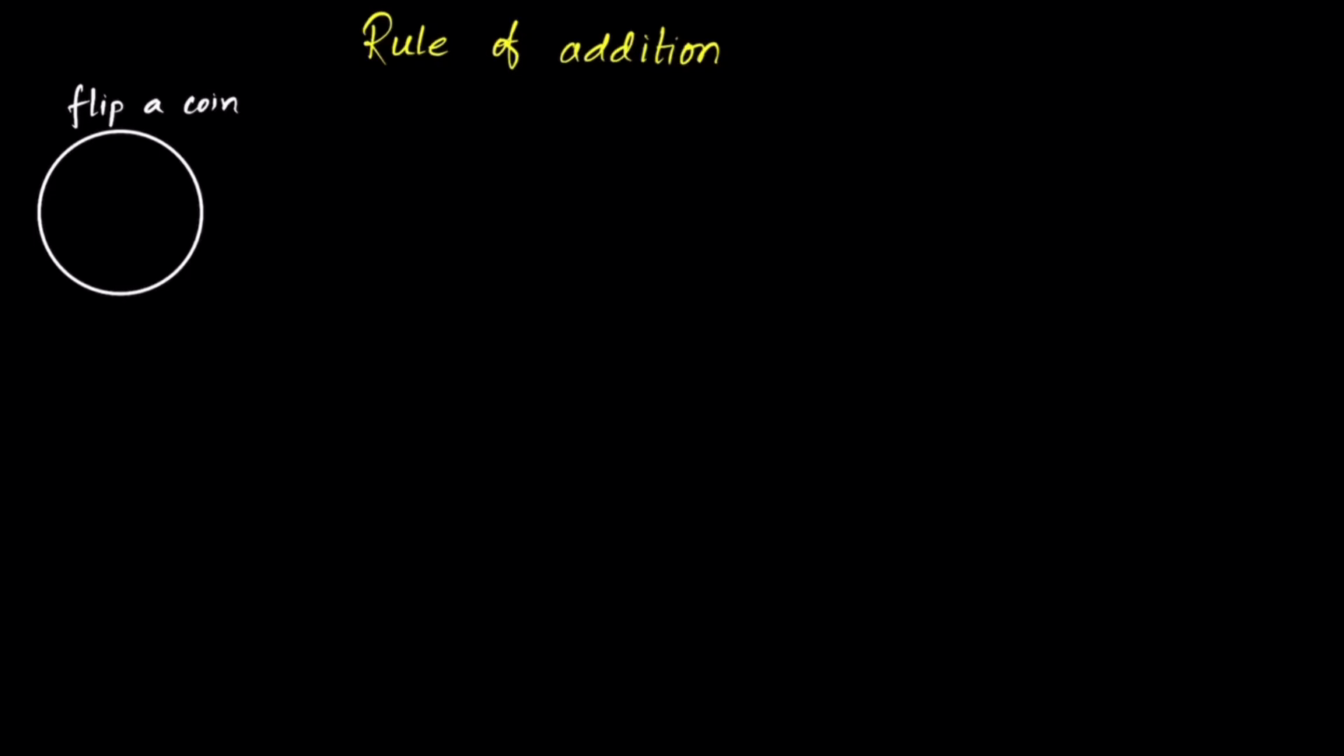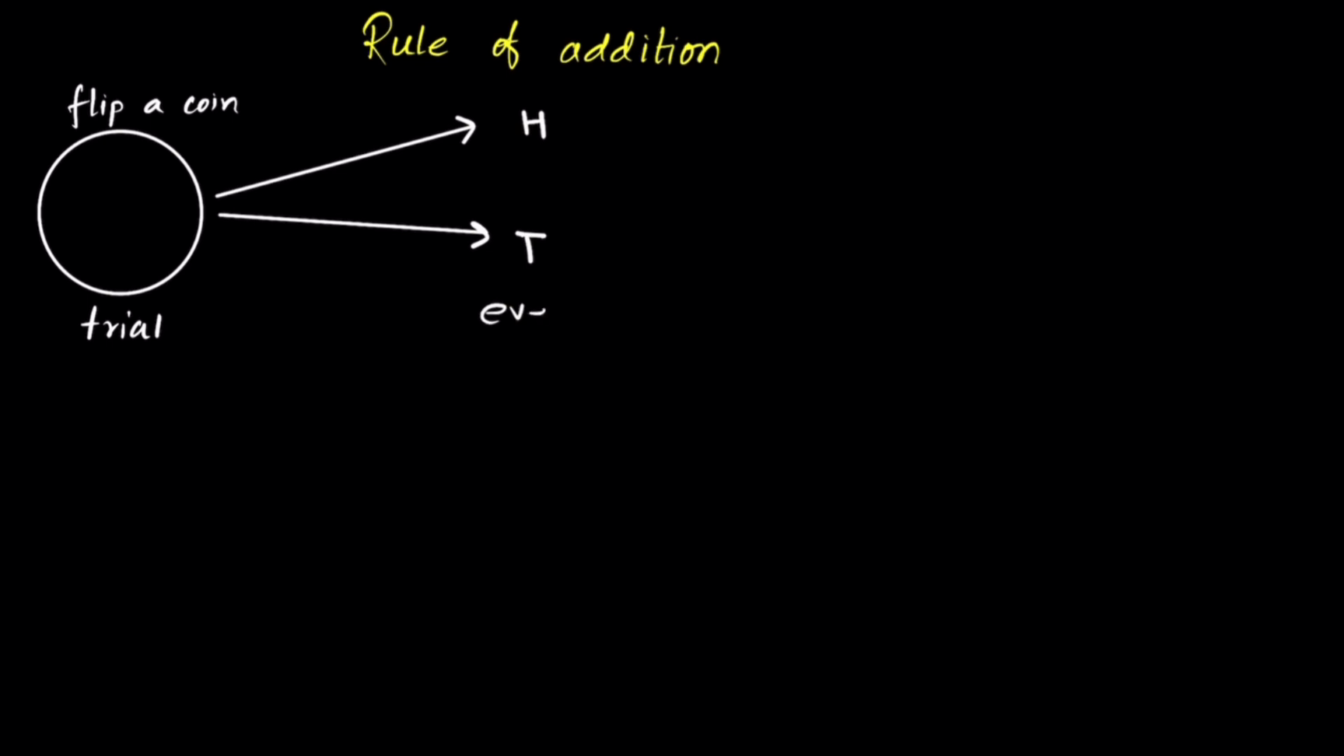In this video, we are going to look at the rule of addition of probability. Let's say we carry out a trial where we flip a coin. Upon flipping a coin, there are only two possibilities that we get. We either get head or we get tail.